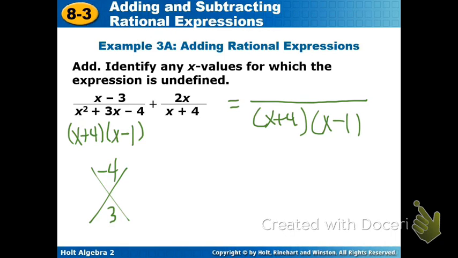Okay, so let's go back now and multiply through with any special ones that we need to make them the same so we can add them. All right. So the x minus 3 had a denominator of x plus 4, x minus 1. Did it change? No. So if my denominator did not change, is my numerator going to change? No. So bring him on over as is.